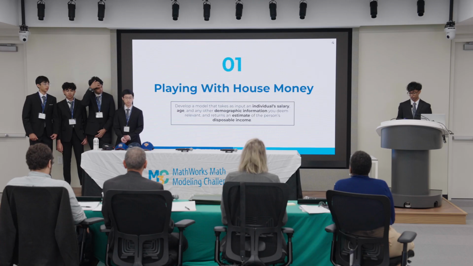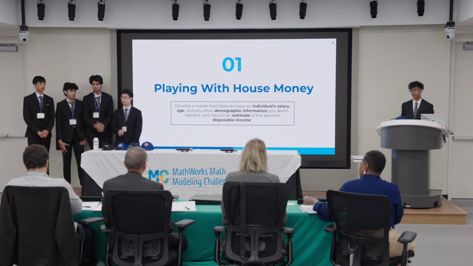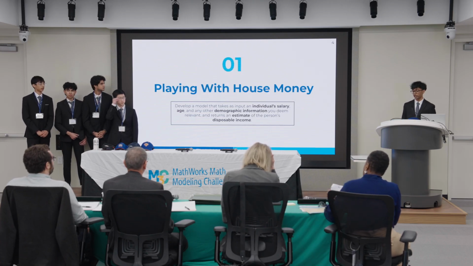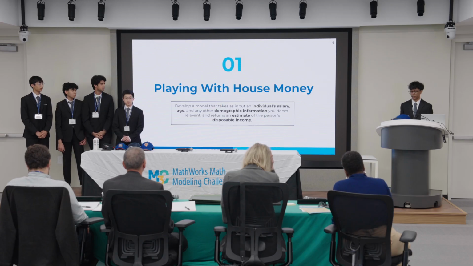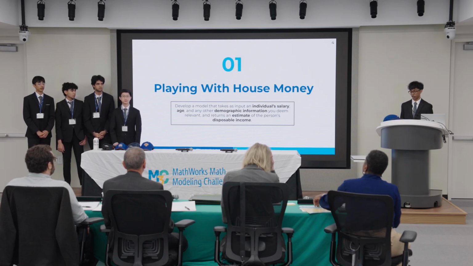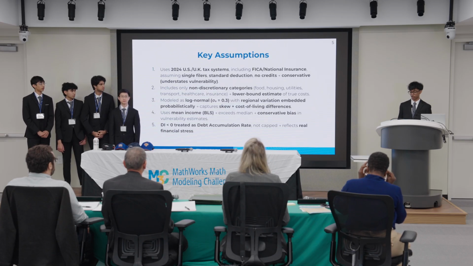Our first model asks, before anyone places a single bet, how much money can they actually afford to lose? We input salary, age, and demographics and get a return of an investment, or an estimate of a person's disposable income. We have 5 assumptions to ground this model.